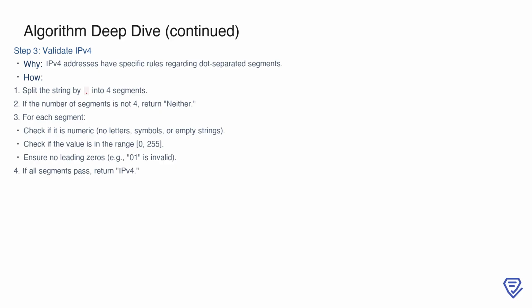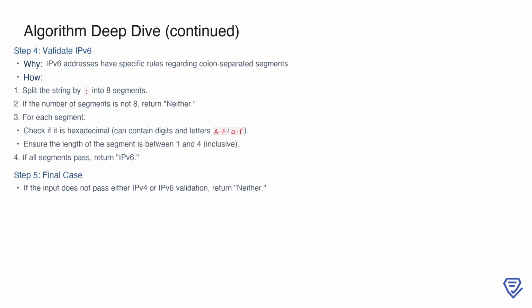Once we've identified that the address might be IPv4, we proceed with its specific validation rules. IPv4 addresses are made up of 4 separated segments, so the first step is to split the string by dots. If the resulting list does not contain exactly 4 segments, the address is invalid, and we return neither. For each segment, we ensure it only contains numeric characters; no letters, symbols, or empty segments are allowed. Additionally, the numeric value of each segment must fall within the range of 0 to 255. An important edge case here is leading zeros, which are not allowed even though they are technically numeric. If all of these conditions are met for every segment, we can confidently return IPv4 as the result. Otherwise, the address is invalid, and we move on to other checks.